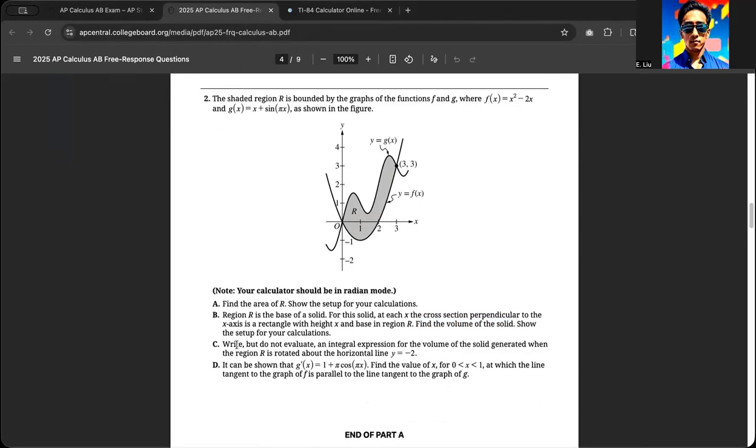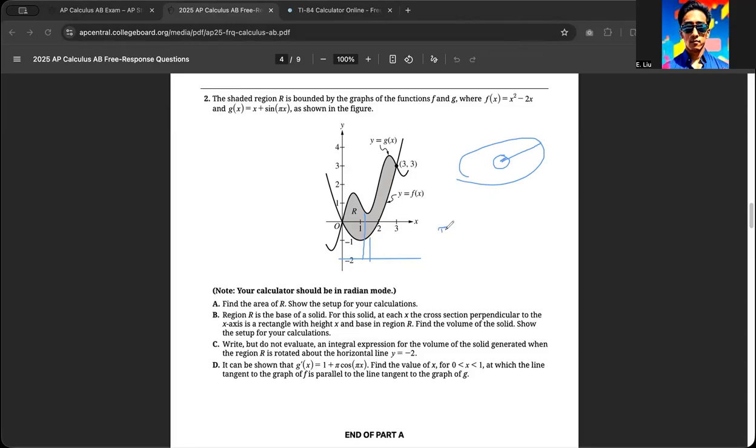All right, write but do not evaluate. That's very key right here. We do not need to actually find the answer for this one. An integral expression for the volume of the solid generated when the region R is rotated around the horizontal line y = -2. All right. So what that means is right now we're looking at that -2 as the new distance to consider. And we have our outside function and our inside function. Now, this is a circular thing, so what we've got to make sure is we understand outside minus inside.